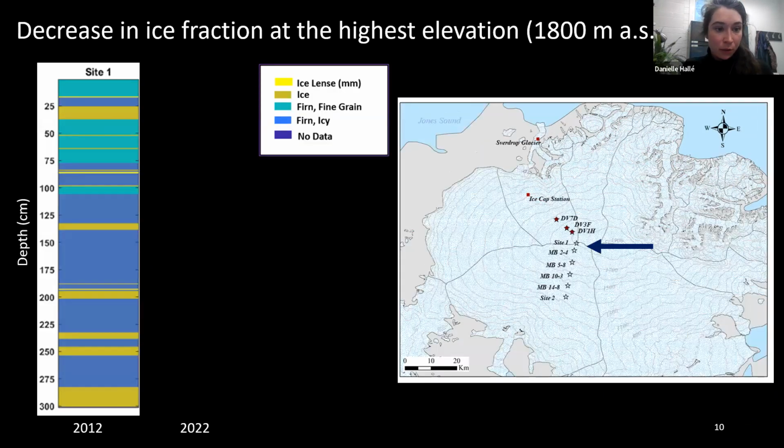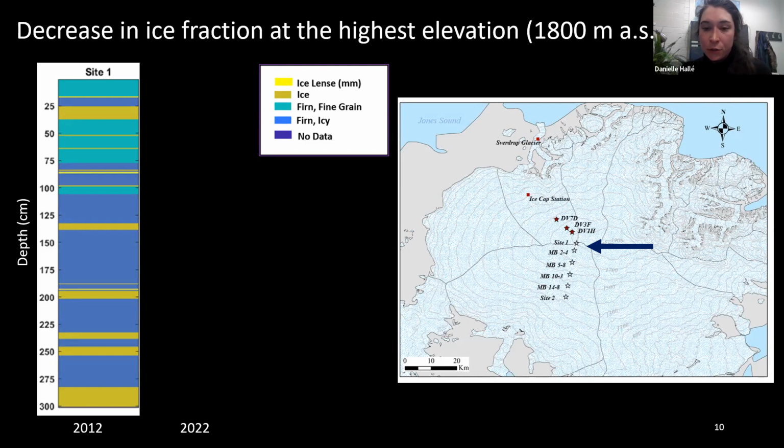So just to walk you through the slide, on the y-axis is the depth of each firn core, and it's always going to be the firn core from 2012 on the left-hand side, and then I'll show you our results from 2022 on the right-hand side. And the yellow colors are the ice within the firn layer, and these blue colors is firn. And the deep purple is no data.